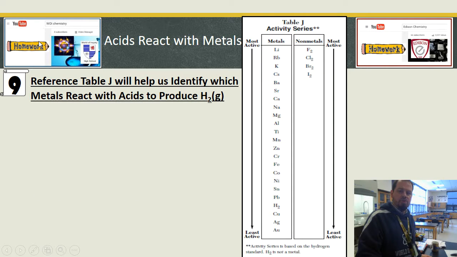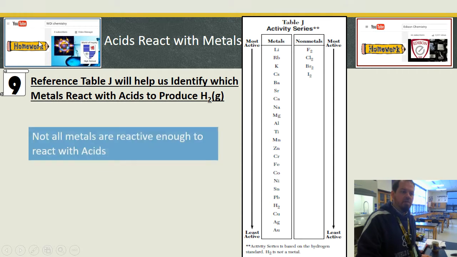So this is how we use table J. Notice everything is going to be based off H2. You see H2 is the fourth one from the bottom. If the metal is above H2, it will react. If it's below, it won't. Simple as that. So let's get into it.